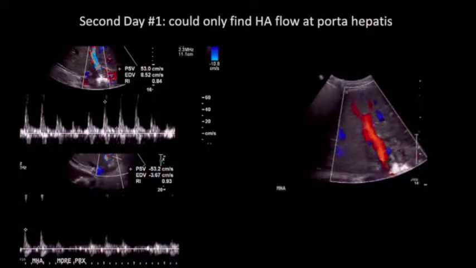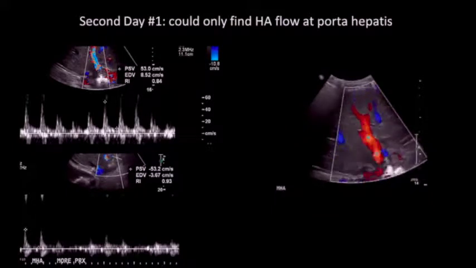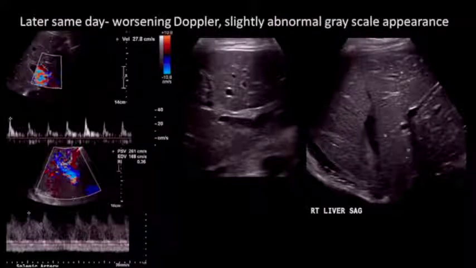You can see in this cine clip, there are little blips of the hepatic artery right near the portal vein there, so we could see it in color. It was very high resistance flow, as you can see on the images on the left, and we had increasing trouble finding hepatic arterial flow in the liver. Otherwise, the liver looked fine, and the portal and hepatic venous flow was also fine. As the day progressed, the patient worsened. We were asked to image again.